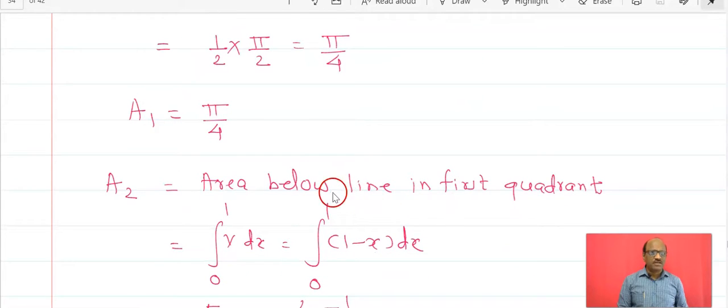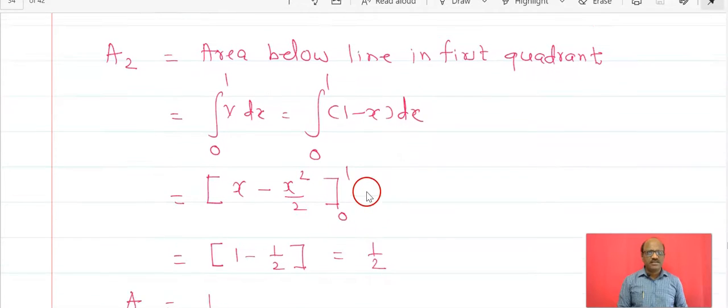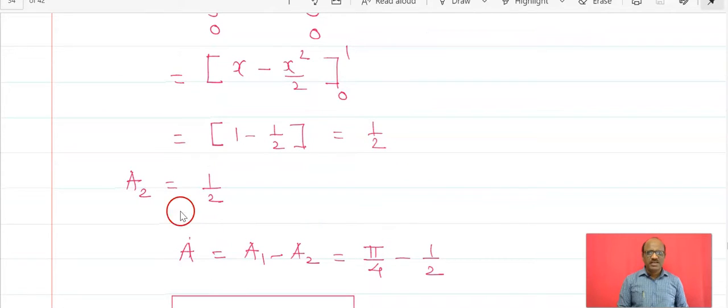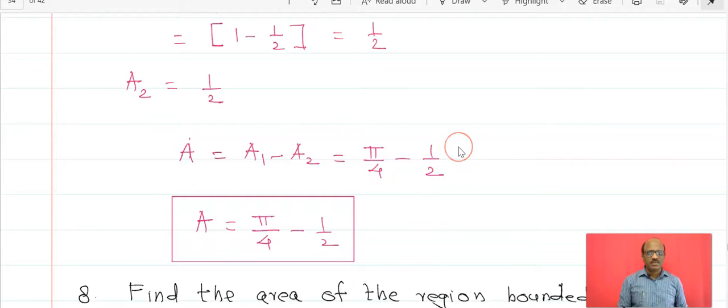Area below the line in the first quadrant, that is integral 0 to 1 of y dx. But what is the line? Line is x plus y equal to 1, therefore y is equal to 1 minus x, in brackets, into dx. What is the integral of 1? Integral of 1 is x. What is the integral of x? x square upon 2. Lower limit is 0, upper limit is 1. If you substitute x is equal to 1 and x is equal to 0, then you will get 1 minus 1 upon 2, that's equal to 1 upon 2. A2 is equal to 1 upon 2, and therefore the required area is A1 minus A2, that's equal to pi by 4 minus 1 upon 2.